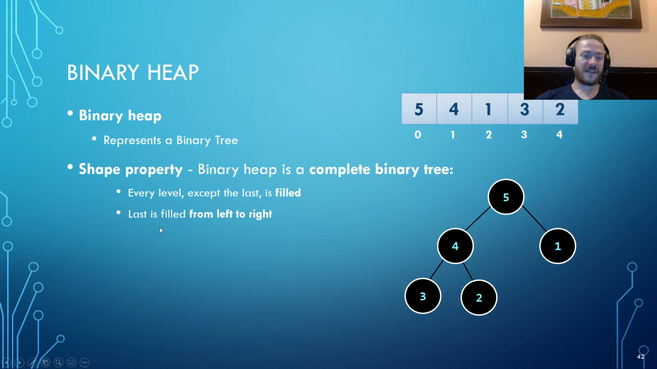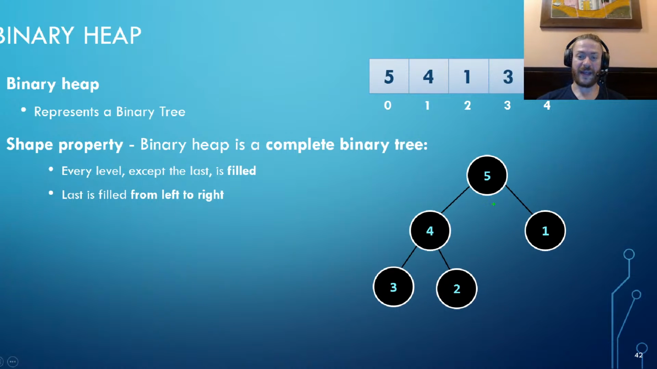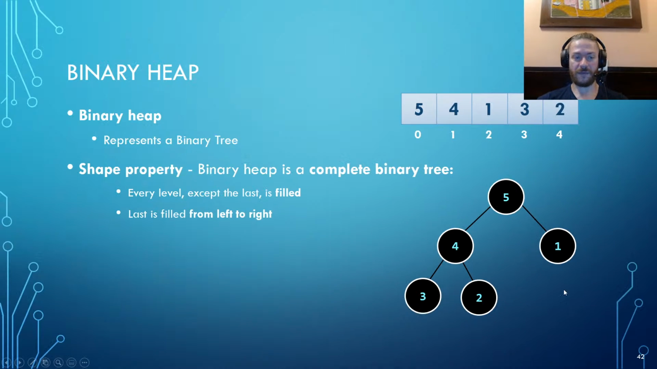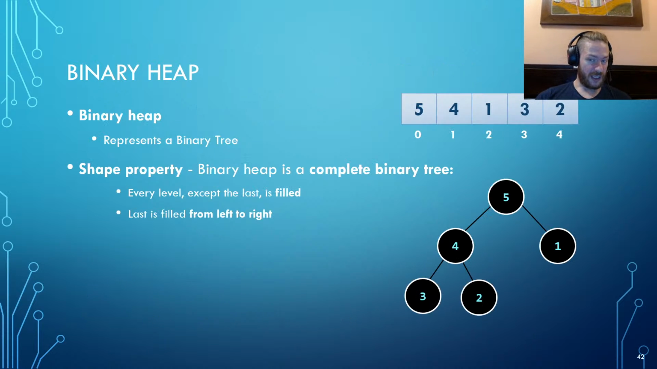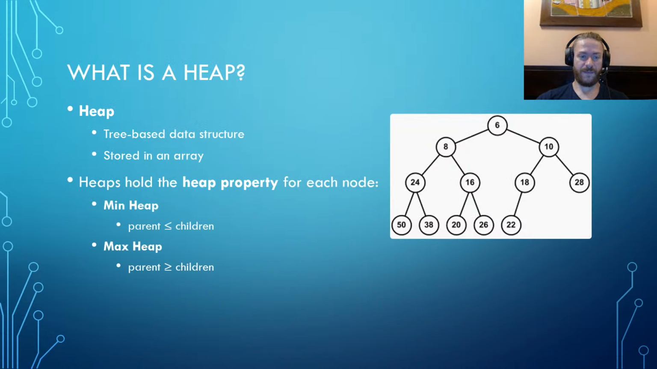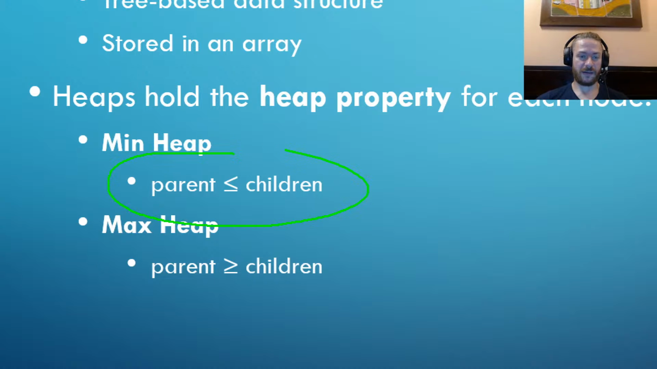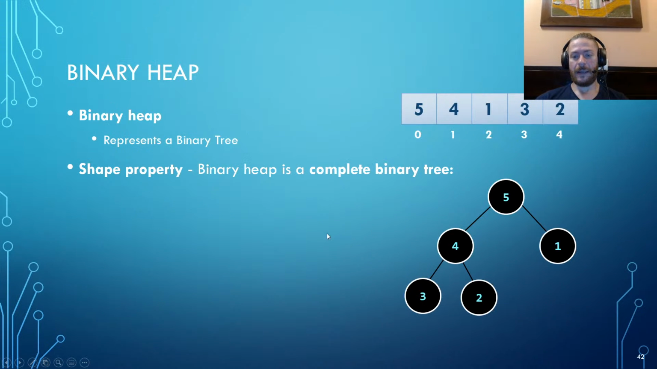Then the last is filled from left to right. So if I need to fill the next value, I'm going to fill it from left to right. I'm going to add it here because that level is still not finished. Then add it here, then here, and from left to right. So this is the binary heap idea, and the rule of the parent and the children, whether it's greater than or lesser than, still applies.